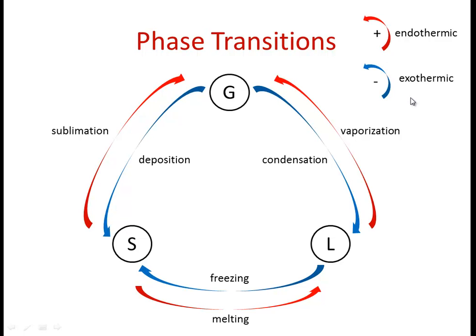Conversely, the transitions like freezing, if you put a tray of water in your ice cube tray, if you put that in the freezer, what your freezer is doing is removing the heat energy from the water to convert it to solid ice, and so that's a negative energy heat flow, and that's exothermic. Okay, so that's phase transitions.